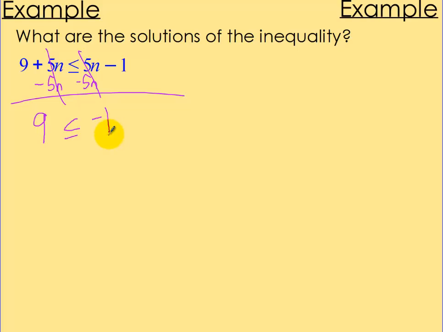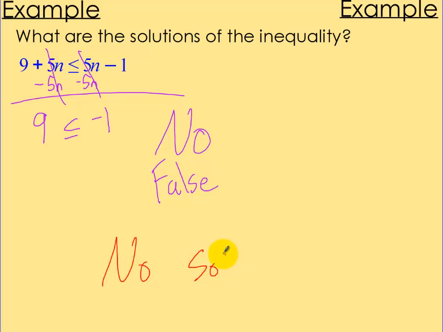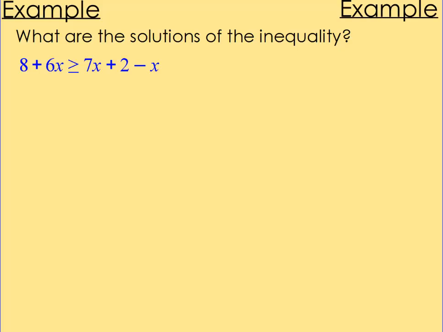Is 9 less than or equal to negative 1? No, because positive 9 is not less than a negative. So we call this false. And that means the answer, when it's false, is no solution. So you say no solution. All right, next one. Pause the video.